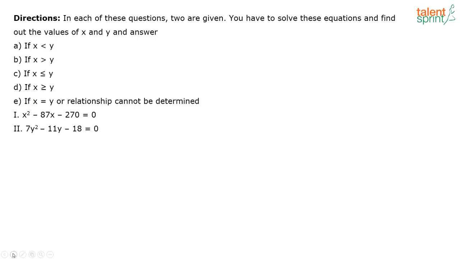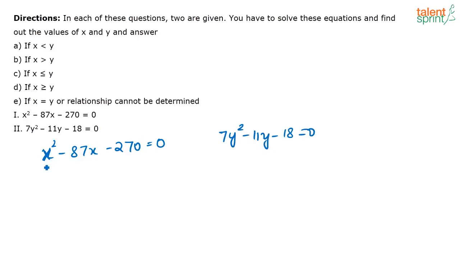Next question is there on your screen. x squared minus 87x minus 270 is equal to 0. Then you have 7y squared minus 11y minus 18 is equal to 0. So give me the answer for this fast, and with that we will finish this type of questions from equations. So this is the last question from that.